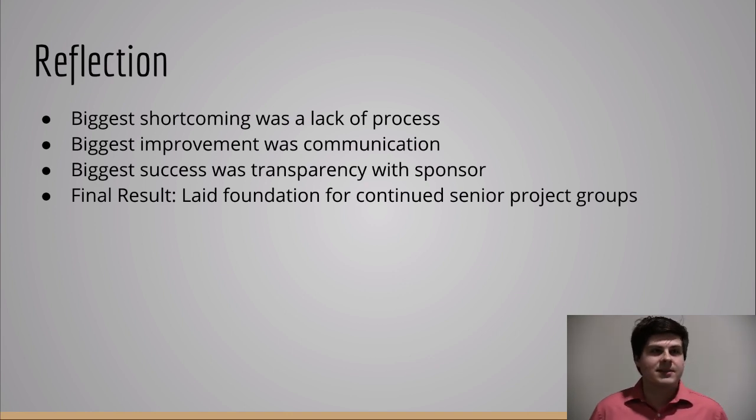And our biggest success we consider to be our transparency with our sponsor. We hit a lot of road bumps, but we kept her in the loop whenever we did, so that she was understanding what she could expect of us reasonably, and she's been great about being patient with us through these bumps. So the final result is this foundation that future groups should be able to come in and create an amazing product to help RIT reach its sustainability goals.